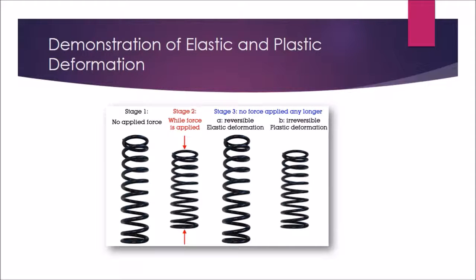Elastic and plastic deformation can be further illustrated by this diagram. Stage 1 shows a spring with no force applied. In stage 2, the spring has a small force applied. As this force is removed, as can be seen in stage 3A, the spring has returned to its original shape. Therefore, the spring was undergoing elastic deformation. However, in stage 3B, it can be seen that the spring did not return to its original shape. Therefore, it has undergone plastic deformation. The spring will no longer perform as it was intended and will need to be replaced.